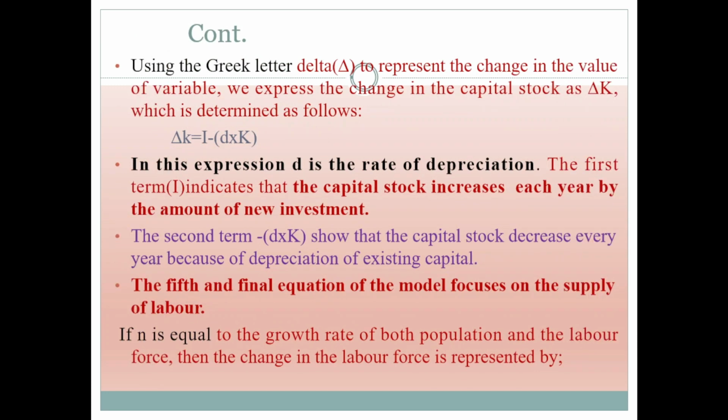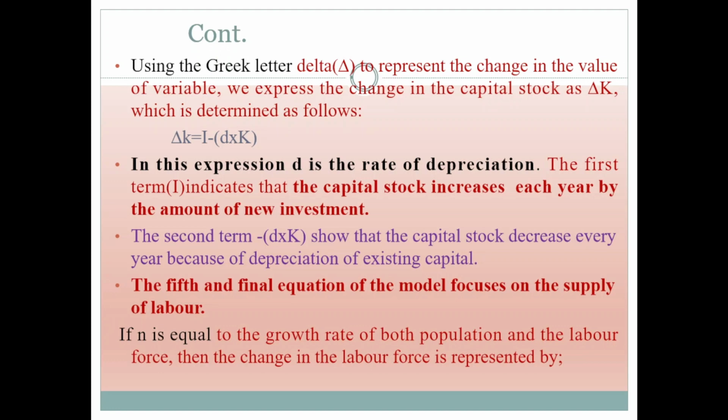So using the Greek letter delta to represent the change in the value of variables, we express the change in capital stock as change in K, which is determined as follows, right? The change in K, capital stock change, can be expressed as investment minus D times K. In this expression, D is the rate of depreciation, the rate at which the value depreciates.